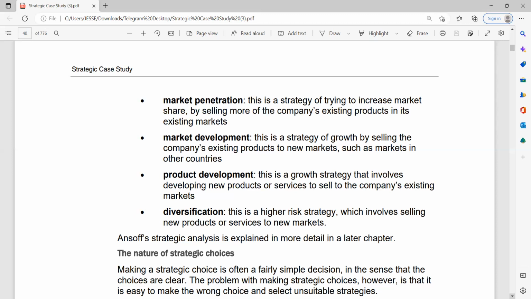Then you have diversification. Diversification is basically selling new products in new markets. Again, as I mentioned, we would explain this in more detail as we go along. So you have market penetration, market development, product development, and diversification. I hope that's clear. If you have any questions, you can just ask your question in the comments section of this video and I'll answer it.